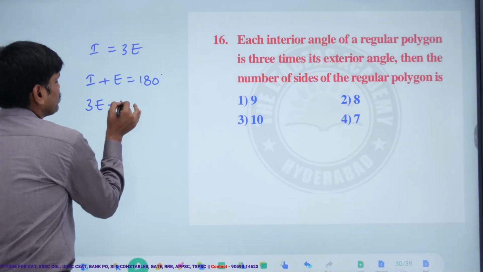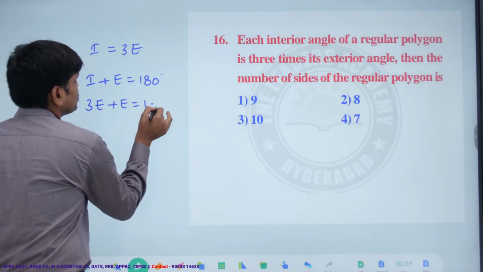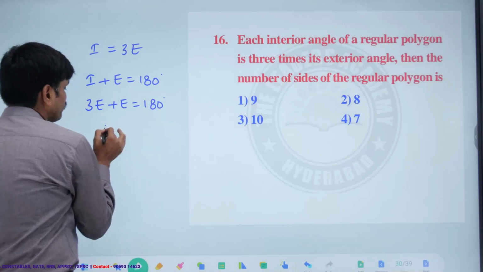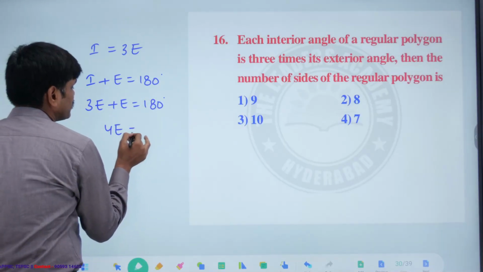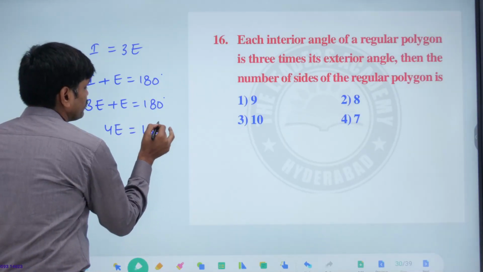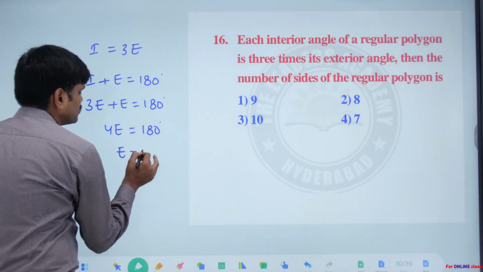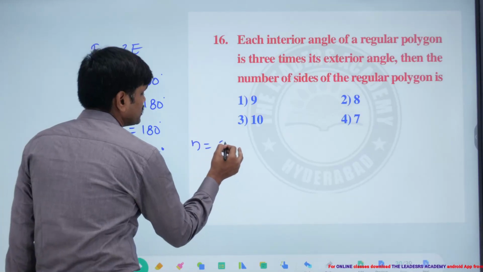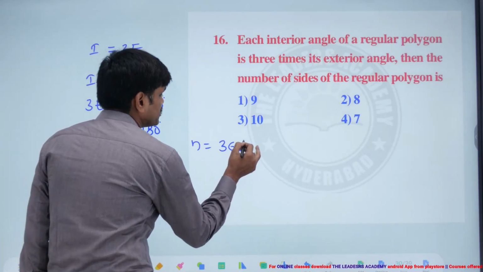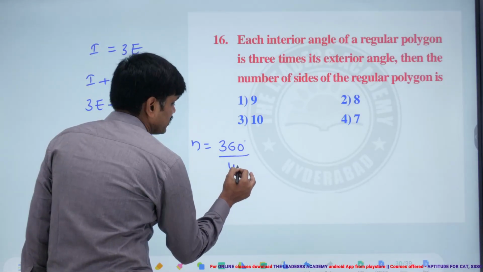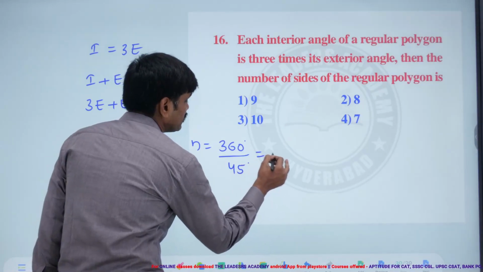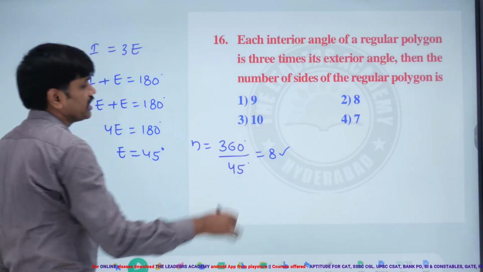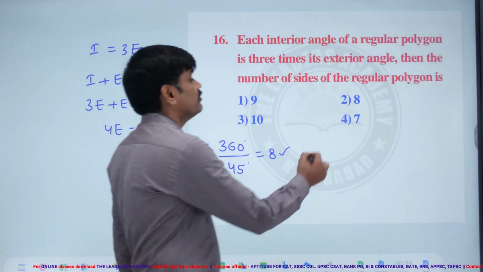3e plus e. 3 times the exterior plus the exterior is what? 180. So from this I can say that 4 times the exterior angle is 180. Each exterior angle is how much? 45. From this I can find the number of sides. Number of sides is equal to what? 360 by each exterior angle, that is 45. That is equal to how much? 8.